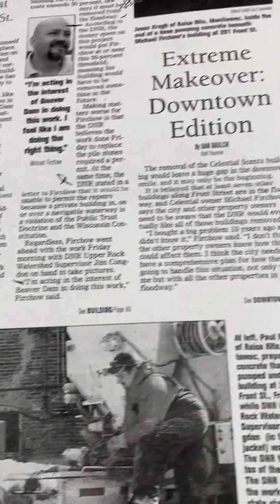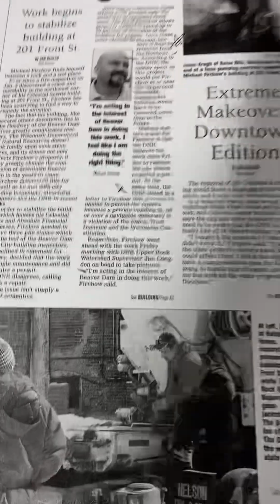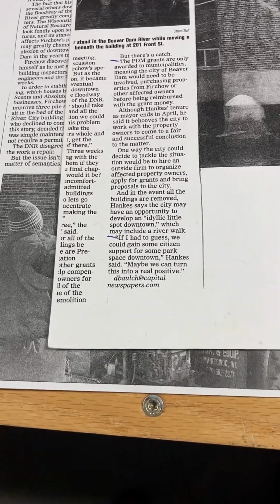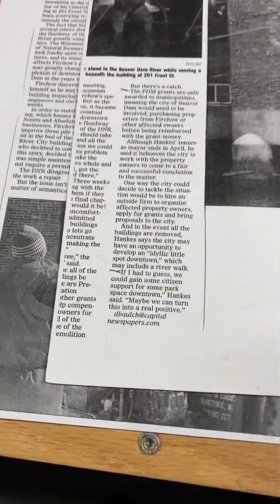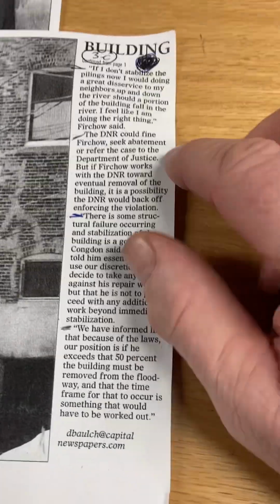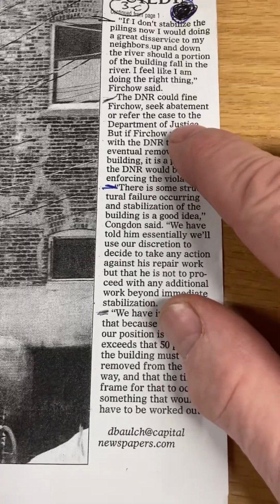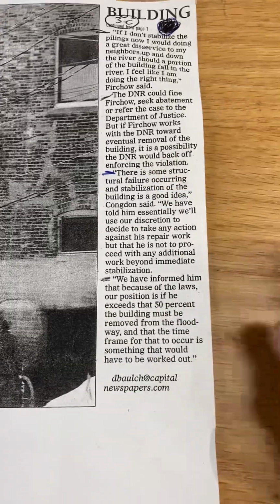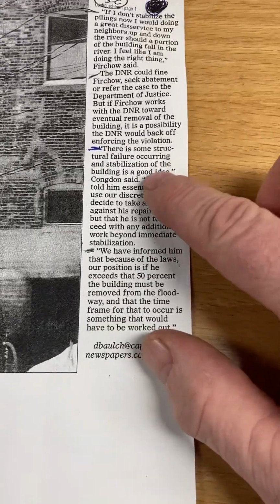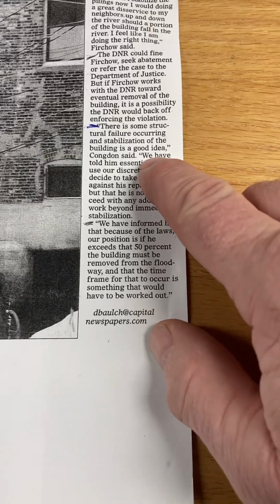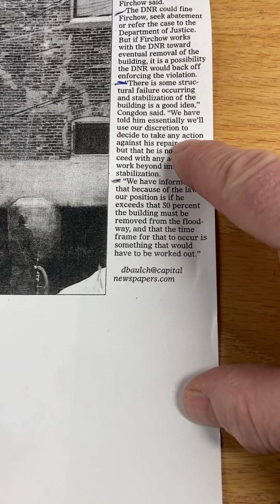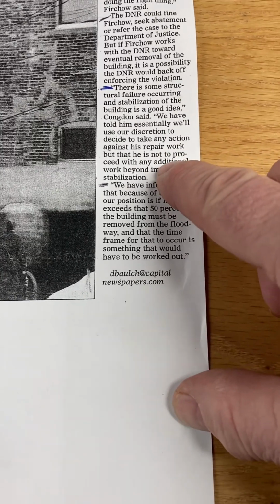100%. And then it says on this one here, this is another part of that article here. It says, if I had my guess, I could gain some citizen report for some space downtown. You know, that was what actually when Hankus was mayor. And then it says, the DNR could fine Furchow, seek abatement, or refer the case to the Department of Justice, but Furchow works in the city towards eventual removal. It's possibly the DNR would back off. There is some structural failure and stabilization of the building is a good idea, Condon says. Oh, no kidding. Yeah. We have told him essentially our discretion to take to decide any action as repair work, but does not proceed with any additional work beyond immediate stabilization.